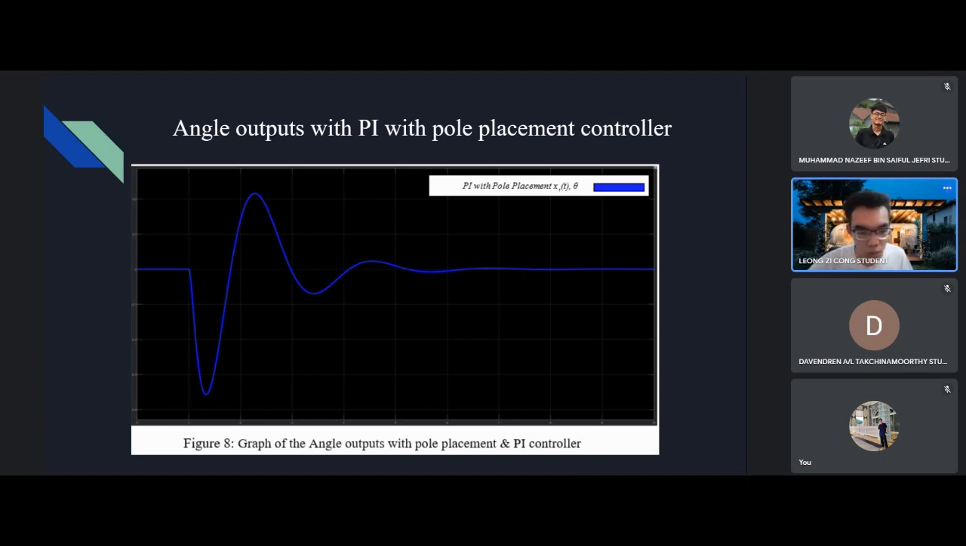Okay. I forgot to say that for these output diagrams, the settling time is around 3.5 seconds. So it fulfills the design scenario, but then the percentage overshoot is as high as 60%. So it does not fulfill our design scenario. Okay. So since the PI cannot solve the problem, how about we try PID?